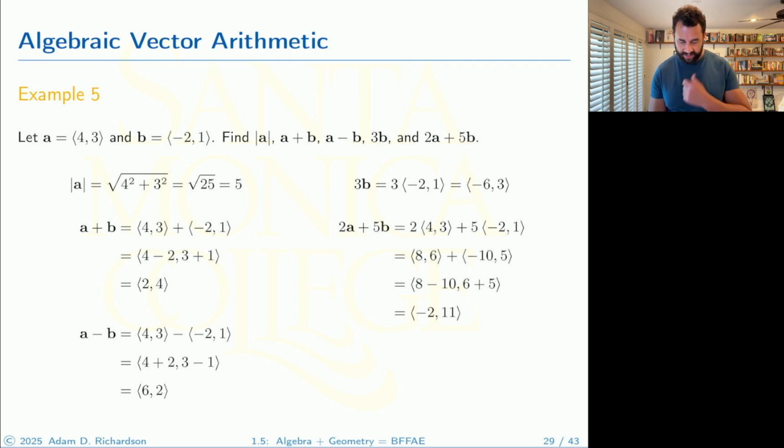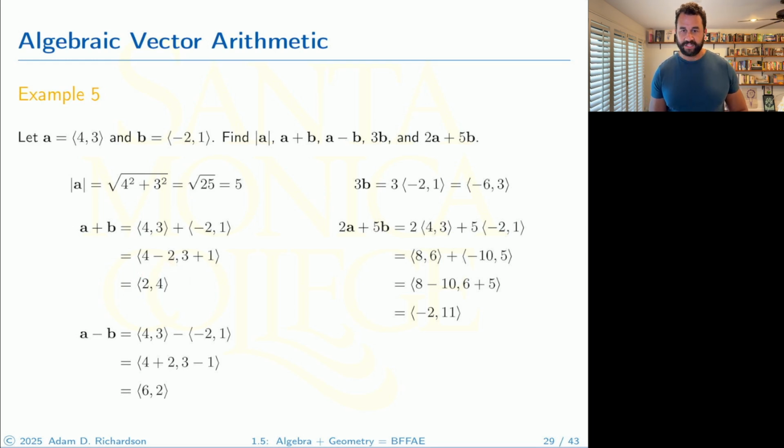So the length of A, we're just using the distance formula. Square the components of A, add the result, and then take the square root. 25, take the square root of 25, you get 5. What's A plus B? You add component-wise. 4 minus 2, 3 plus 1 gives you 2, 4.